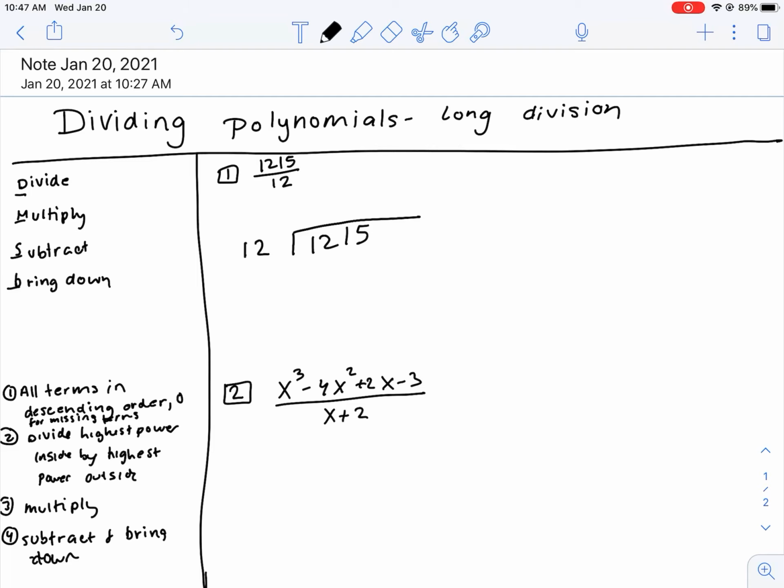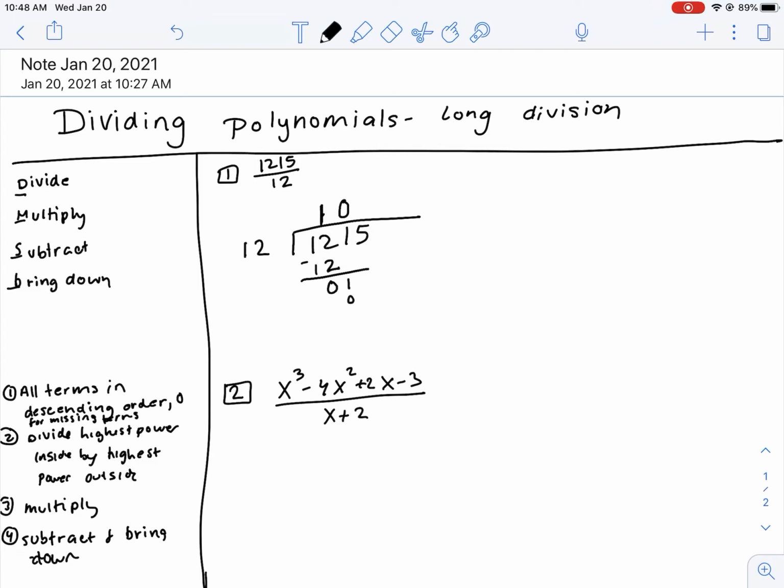Well, let's break this down into a series of smaller division problems. How many times does 12 fit into 12? Well, one time. So 1 times 12 is 12, and we subtract to figure out how much we're off by. So 0, bring down the 1. Now, does 12 fit into 1? No, so that becomes a 0.